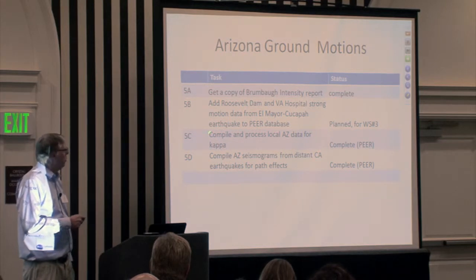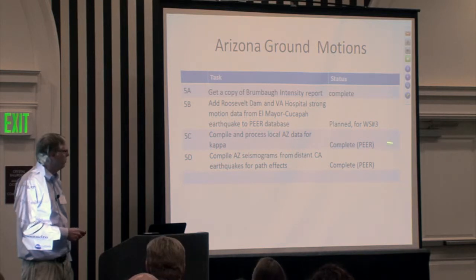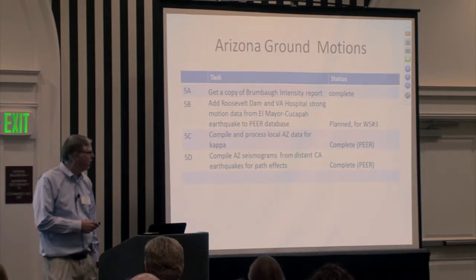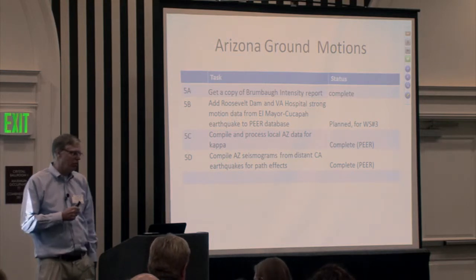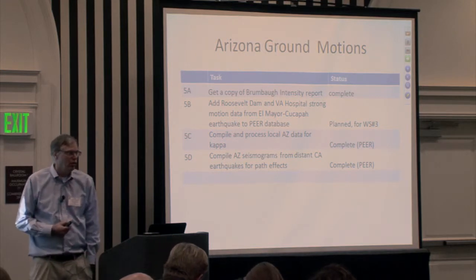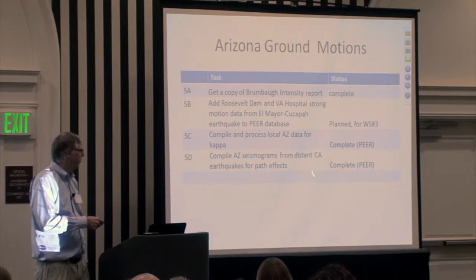We've compiled and processed the local data for getting at Kappa, so local earthquakes in Arizona, so PEER has done that work. And also looking at Arizona ground motions from distant California earthquakes, in particular earthquakes that were already part of the NGA West 2 data set, but that had recordings in Arizona. And so those have been added and processed by PEER.